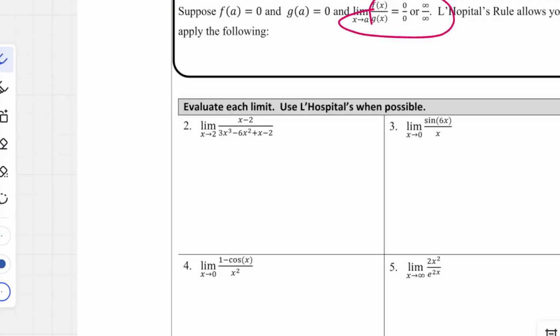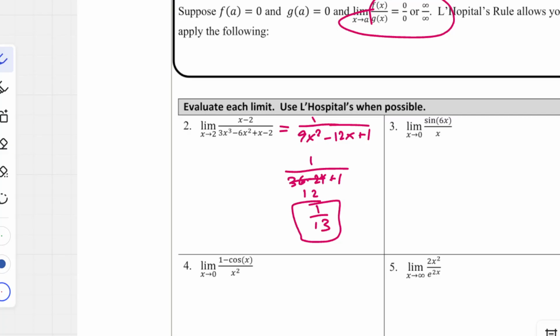All right, so to do L'Hopital's, take the derivative of the top and derivative of the bottom. So it's 1 over 9x squared minus 12x. Busy work. And then you try plugging in 2. So in the top I get 1, and the bottom I get 36 minus 24 plus 1, which is 13, which is 1 over 13. So I think that's the answer.